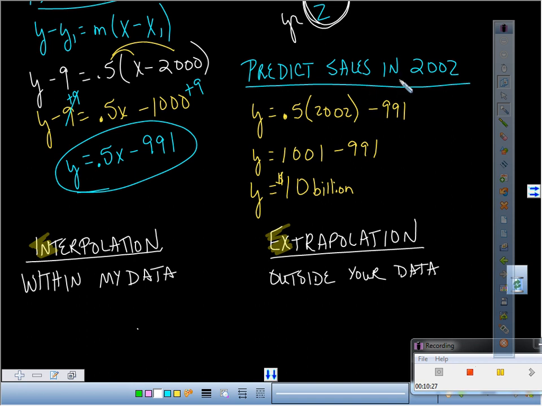Now what if I wanted to predict sales for 2012? That's not a good thing to do, okay? Because we could have had some kind of big disaster in between. You could have had a war. Is a war going to affect Nike sales? Yes, it is. Okay? Well, they're major producers over in China. So, extrapolation, not so safe. You have to be careful.